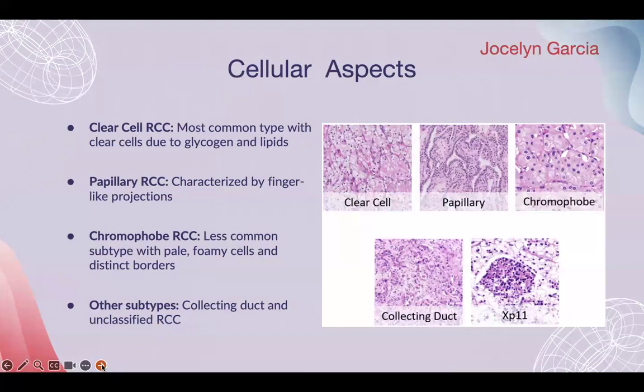Clear cell renal cell carcinoma is the most common type, accounting for 70 to 80% of cases. It gets its name from the clear appearance of the cells under a microscope due to the accumulation of glycogen and lipids. Papillary renal cell carcinoma is the second most common type, characterized by finger-like projections in the tumor when viewed under a microscope. Chromophobe renal cell carcinoma is a less common subtype, representing about 5% of cases, and its cells have a pale, foamy appearance with distinct cell borders. Other subtypes include collecting duct and unclassified renal cell carcinoma.